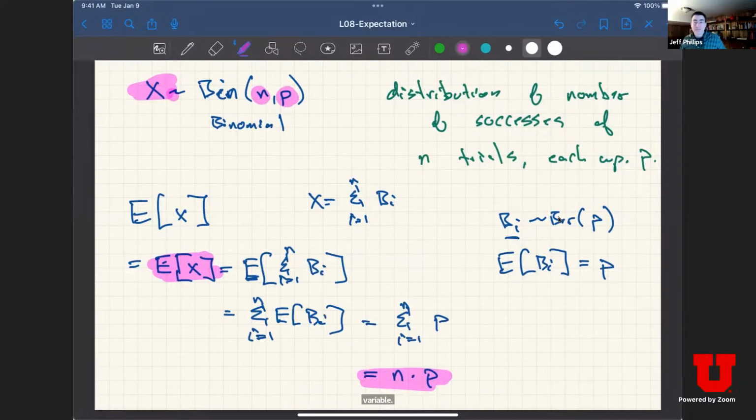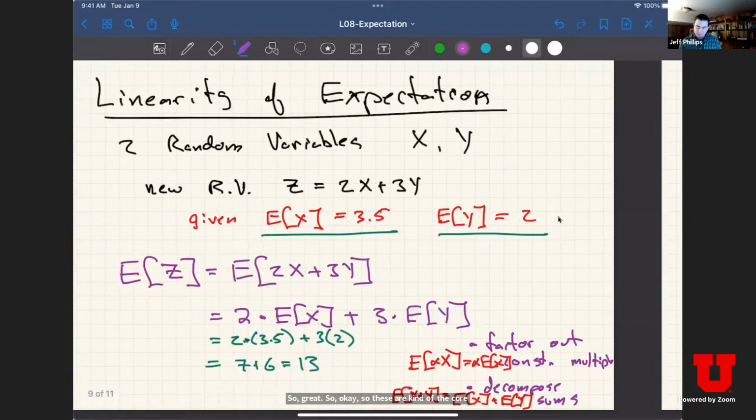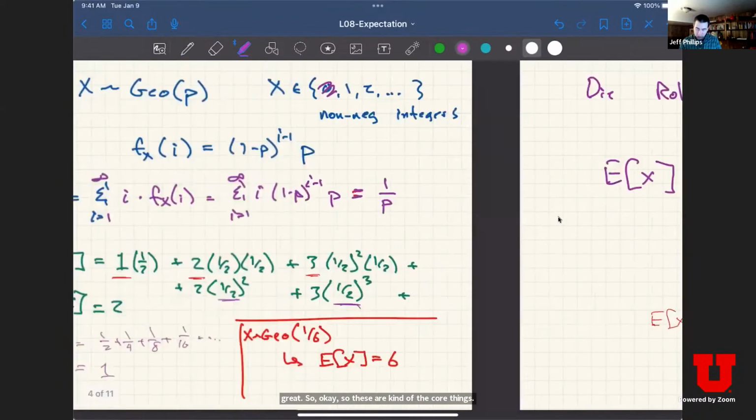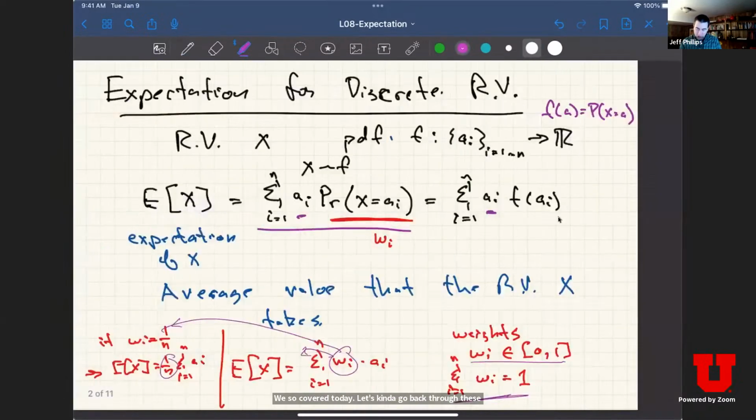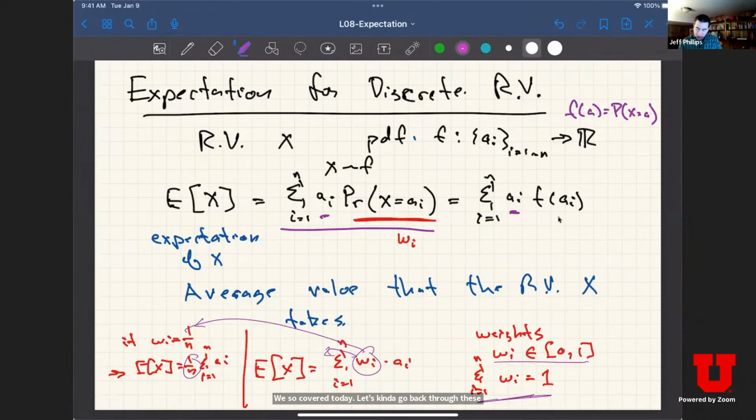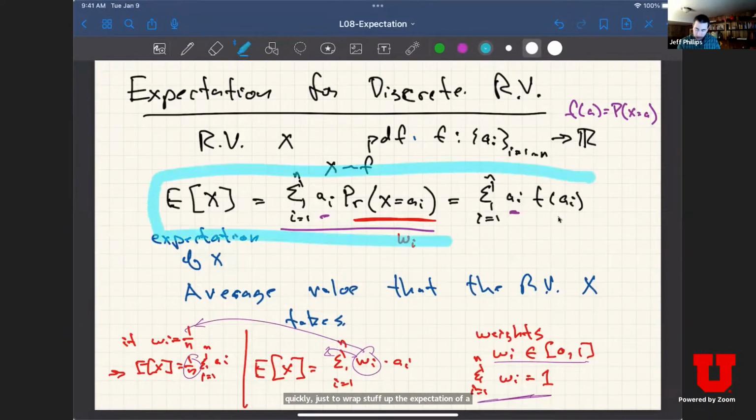So great. These are kind of the core things we covered today. Let's go back through these quickly just to wrap stuff up. The expectation of a discrete random variable is kind of the average value it takes, and I can get that by summing up the value it takes times the probability it takes that value. And I sum this up over all the possible outcomes I can get.